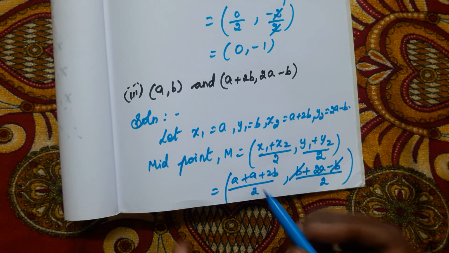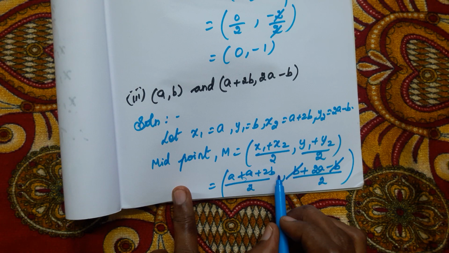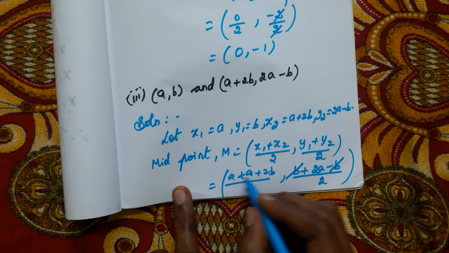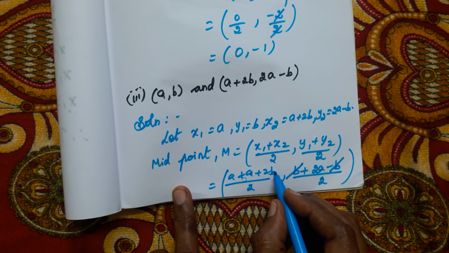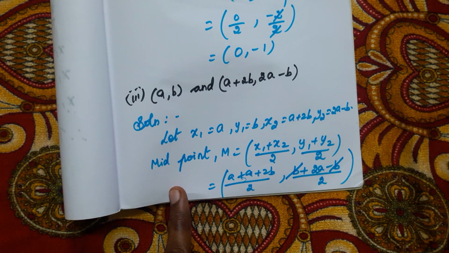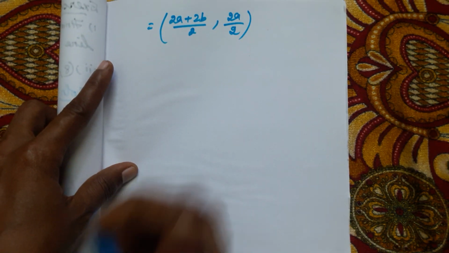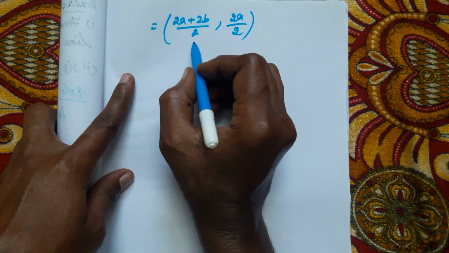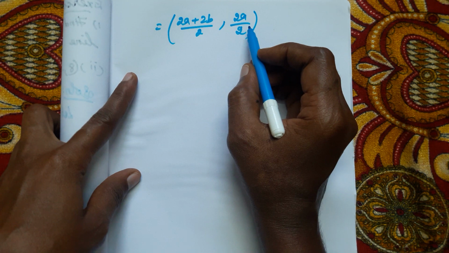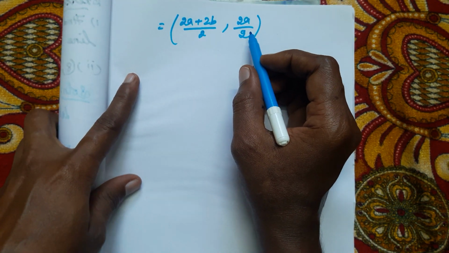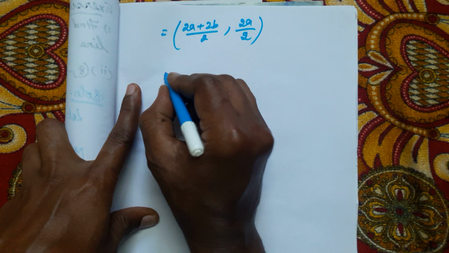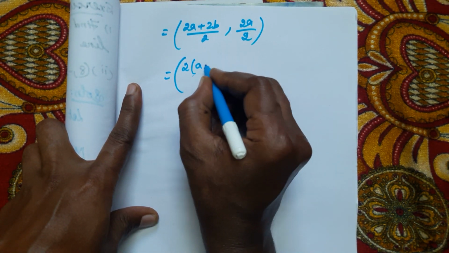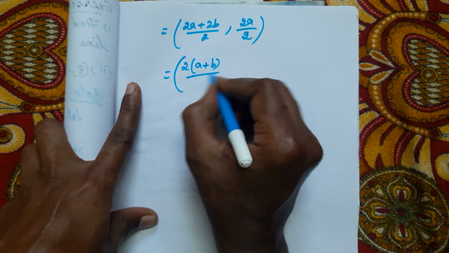Next a plus a is 2a. So we get 2a plus 2b by 2 comma 2a by 2. Listen. Here 2a plus 2b, okay, a plus a, 2a. 2a plus 2b by 2, comma. Next plus b minus b cancel. So we are getting 2a by 2 like that. Next, listen here. Here 2 is common. Commonly taken outside means 2 into a plus b by 2, comma.